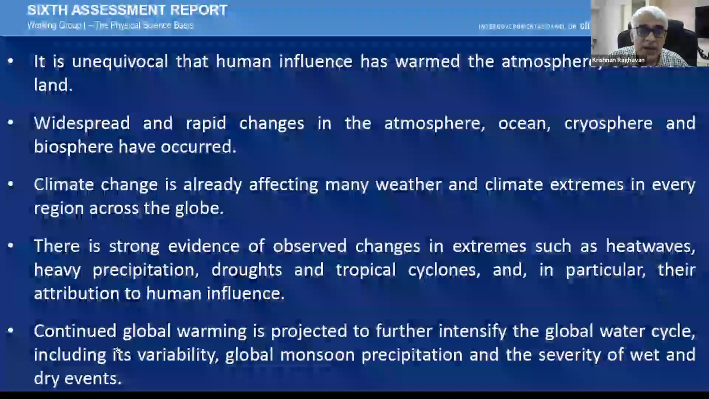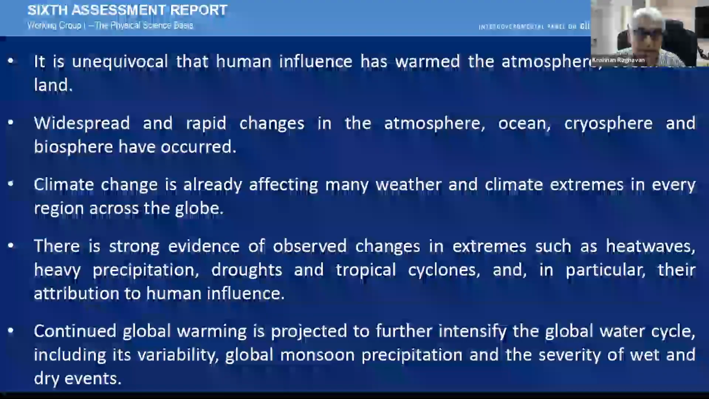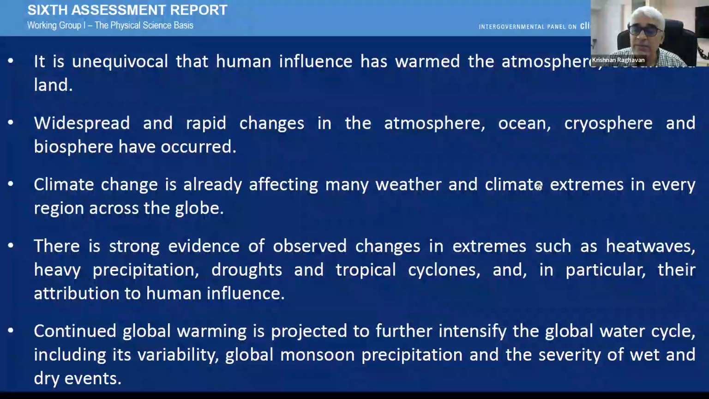And now the IPCC report. These are some very powerful messages that came out from the 6th Assessment Report: that human influence has warmed the atmosphere, ocean, and land. And the changes are widespread and rapid, not just in the atmosphere, but also in the ocean and cryosphere, which we saw in some of the presentations. And the Antarctic has also been experiencing decreases in sea ice. And climate change is affecting many weather and climate extremes in every region across the globe. So this is an important point.